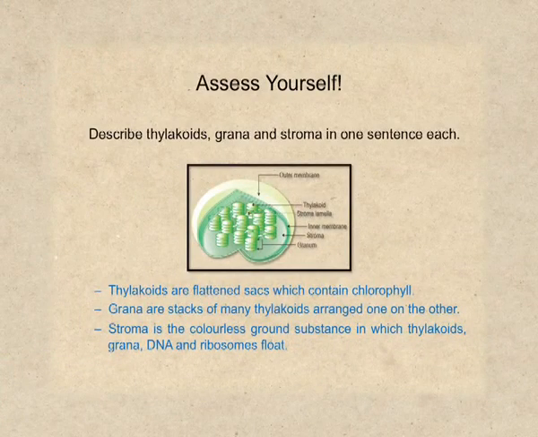Now, let's assess yourself. Describe thylakoids, grana and stroma in one sentence each. Let's see the answer. Thylakoids are flattened sacs which contain chlorophyll. Grana are the stacks of many thylakoids arranged one on the other. Stroma is the colorless ground substance in which thylakoids, grana, DNA and ribosomes float. Now here remember, chloroplast is the organelle which has its own DNA.